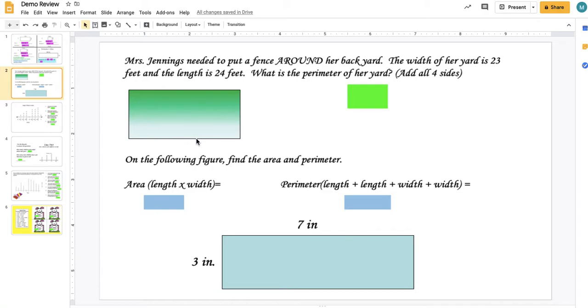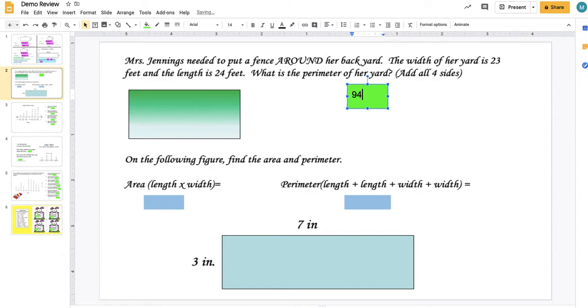So then I'm supposed to be adding up all of the sides. I can either add 23 and 23, and then add 24 and 24, and then add those, or I can just add 23 plus 23 plus 24 plus 24, because I'm trying to go the whole way around the outside to find perimeter. So I'm just going to stack them all up and add, and when I do that, I am getting 94. So I'm going to type in the colored text box 94 feet.